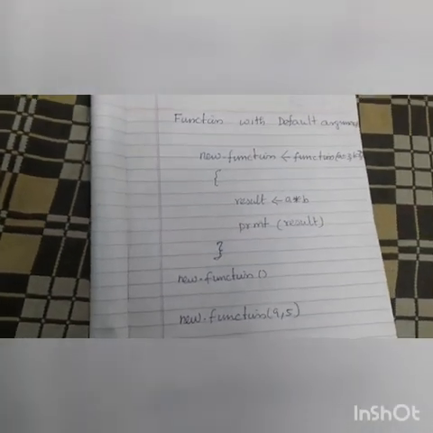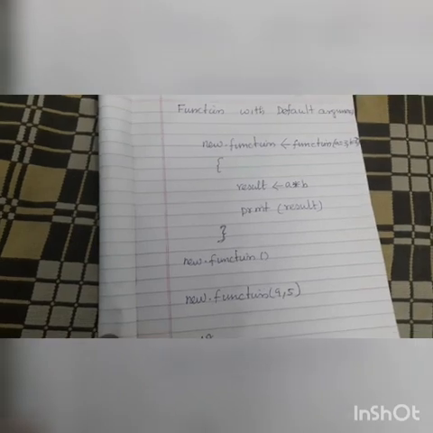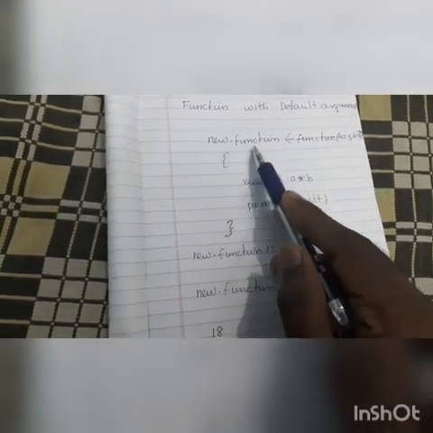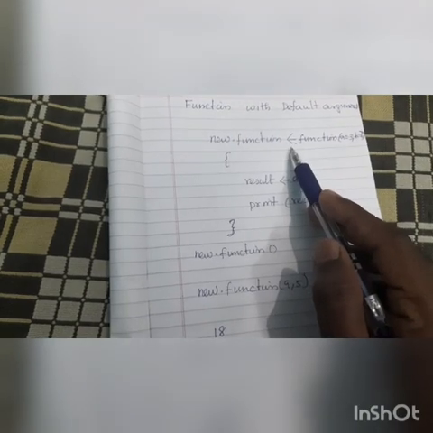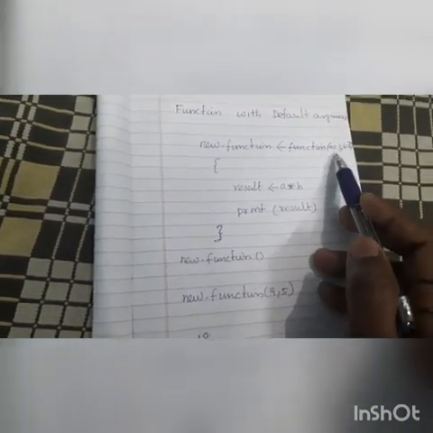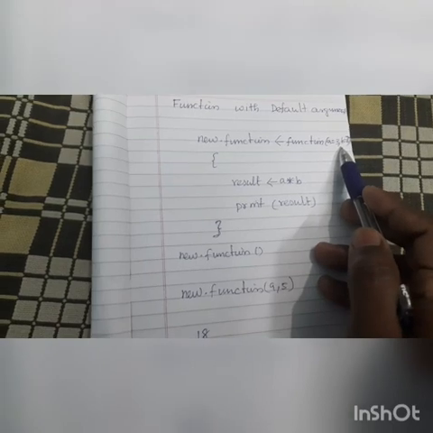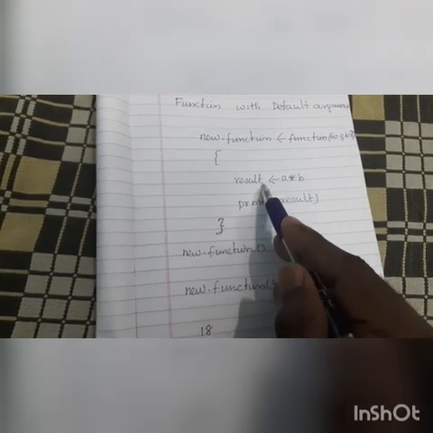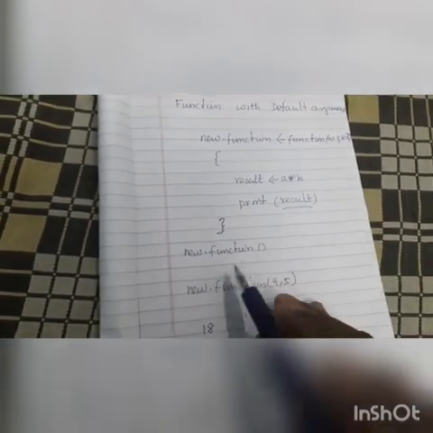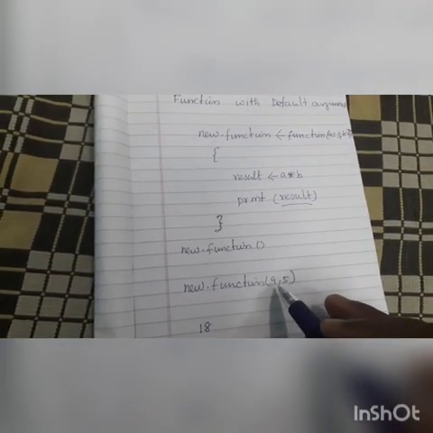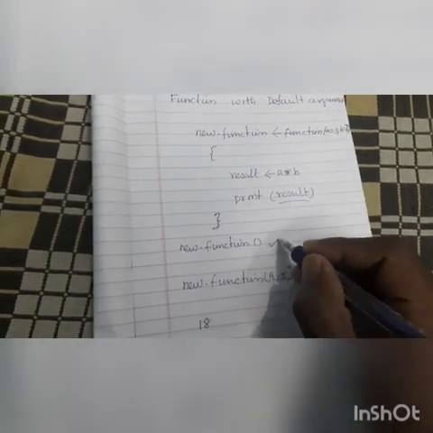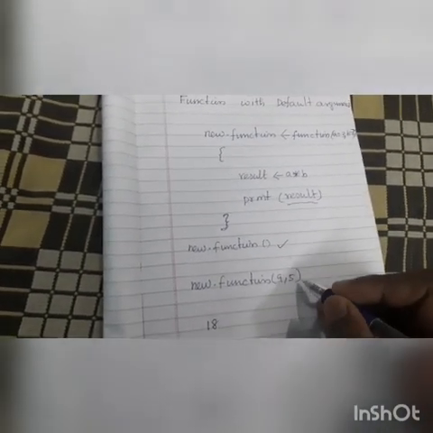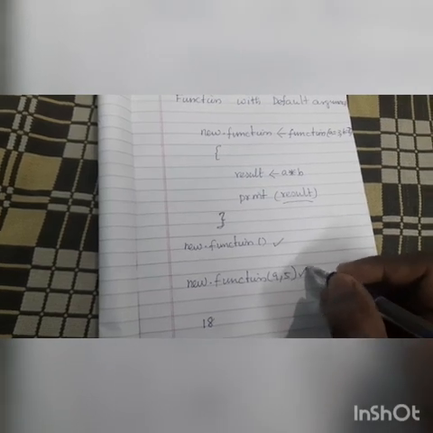So next we will see about a function with default arguments. See here, new dot function name is an assignment operator, function is a keyword, here passing A equal to 3 and B equal to 6. So we just multiply both values, and the result will be stored in a local variable result. That result value is printed here. So this is a function calling. New dot function of 9,5. So here we can call the function without parameters, and here we call the function with parameters.